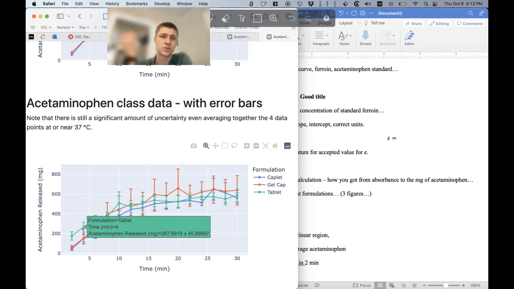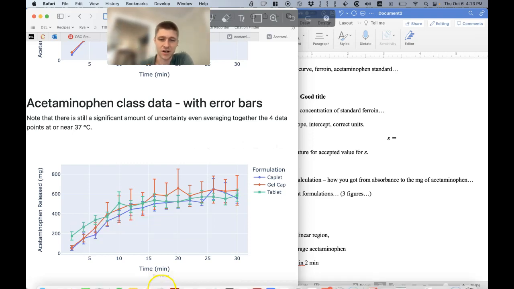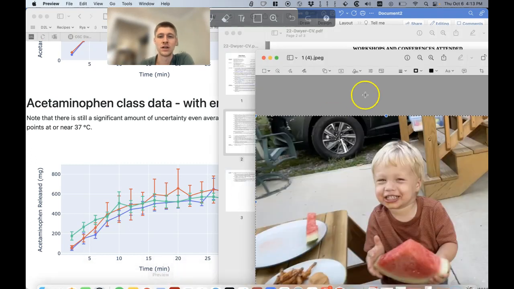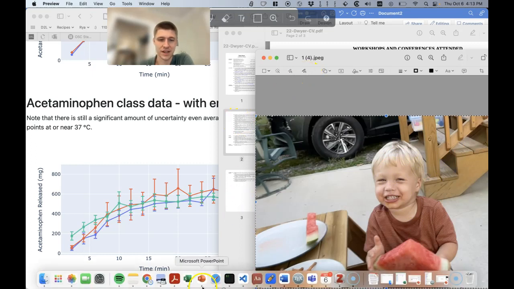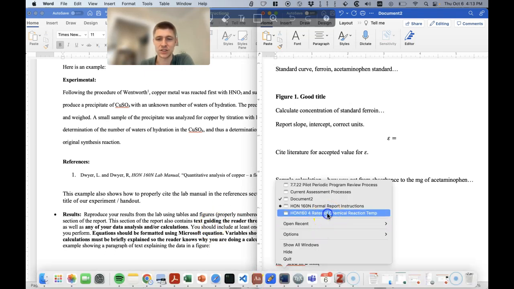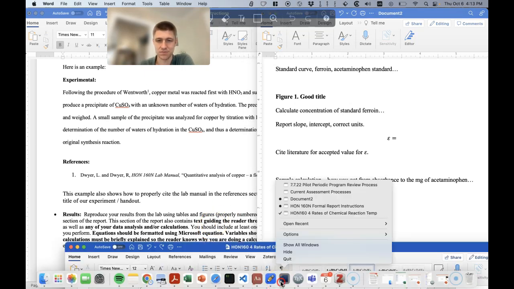Your discussion will talk about sources of error. You can read through the lab manual again. I'm happy to look it over. Definitely get to work. Here's Matthew eating some watermelon. But I'm happy to read that over and look through all of that if you've got questions.